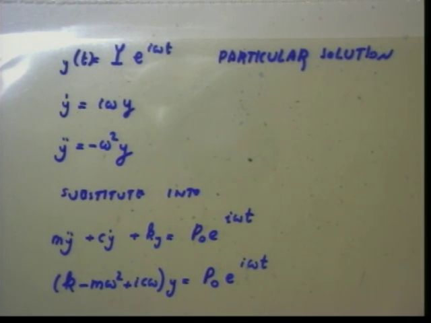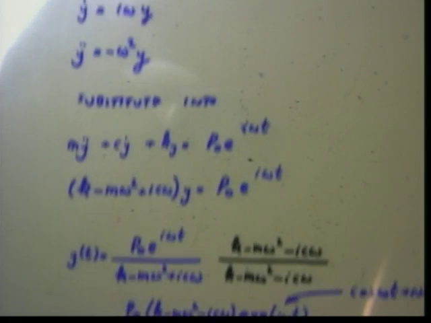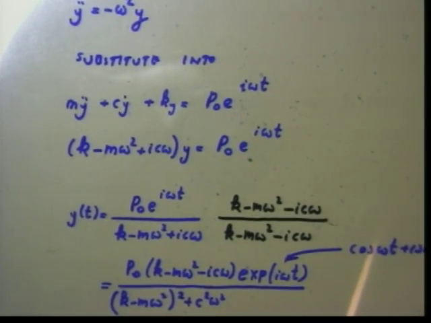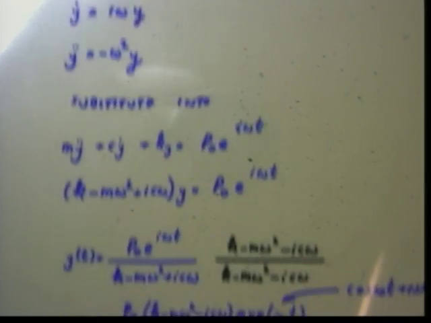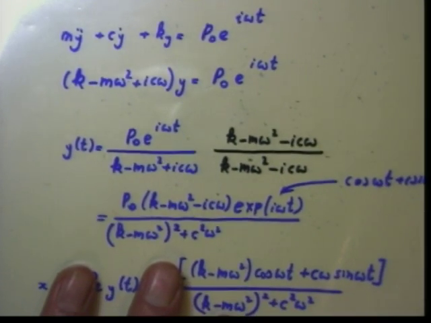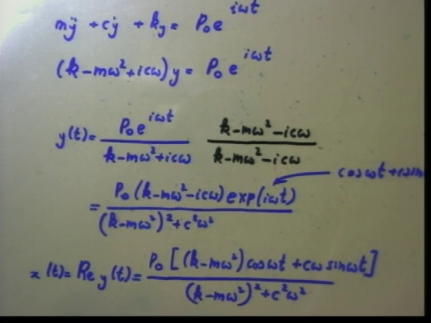Are you with me? If you are gone somewhere else, then tell me. I'll catch you there and bring you back. So I get y of t. y of t equals the right-hand side divided by the left-hand side: P0 e^(i omega t) divided by k minus m omega squared plus i c omega.